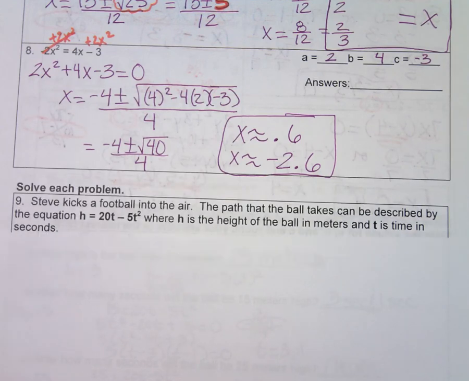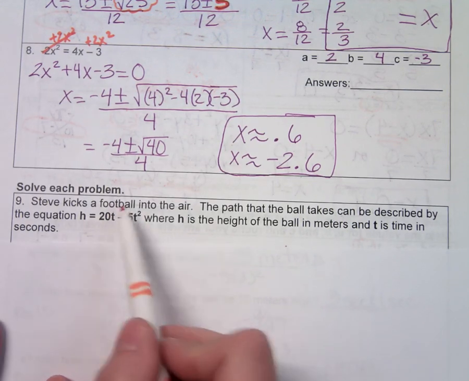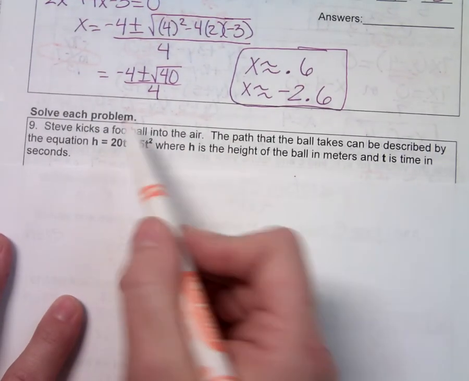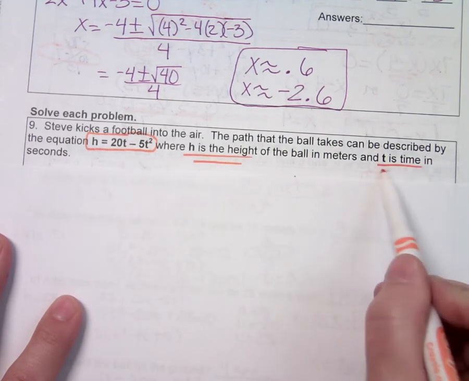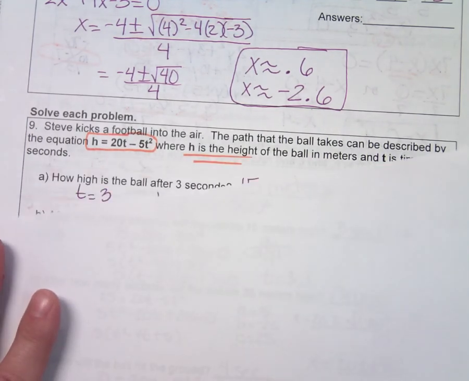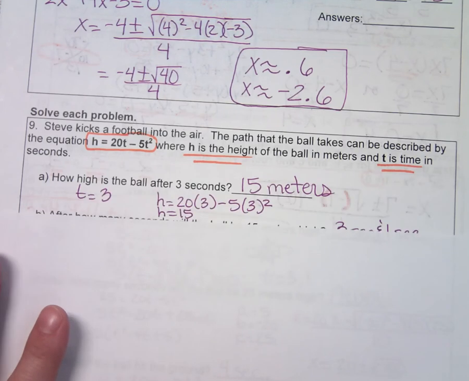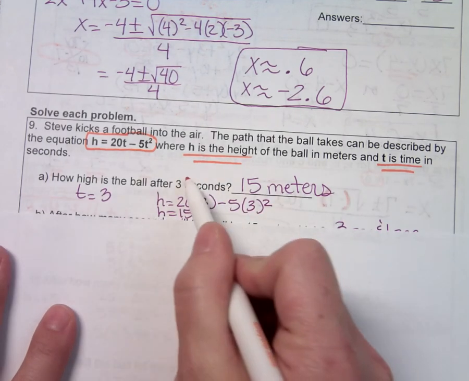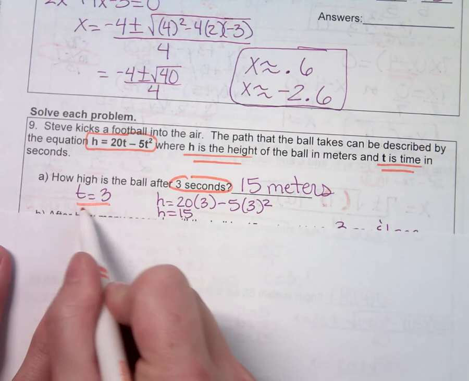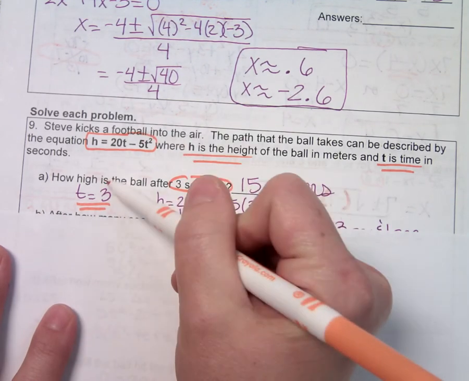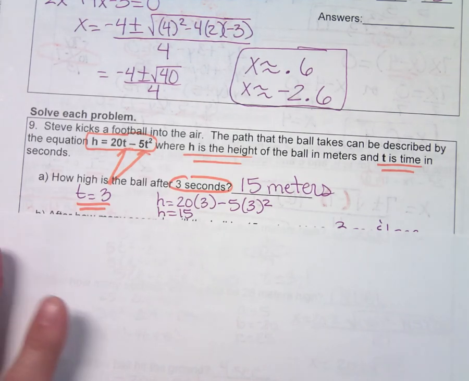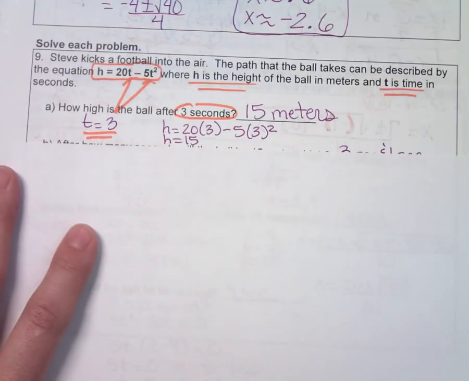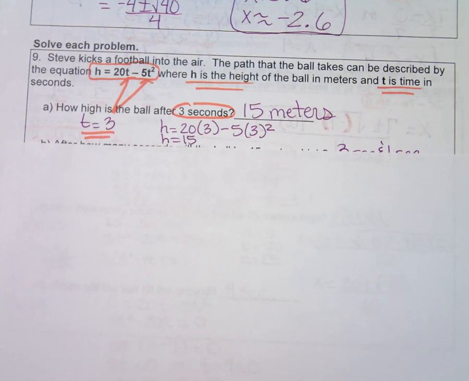Okay, number 9. It gives us this equation. It talks about h is height and t is time. When they tell me something about 3 seconds, I know that that means my time is 3. So I plug 3 into that T, and I just work it out. And that gives me 15 meters.